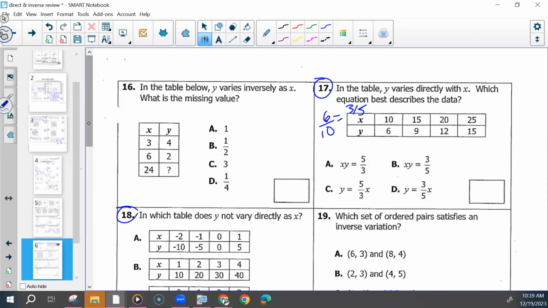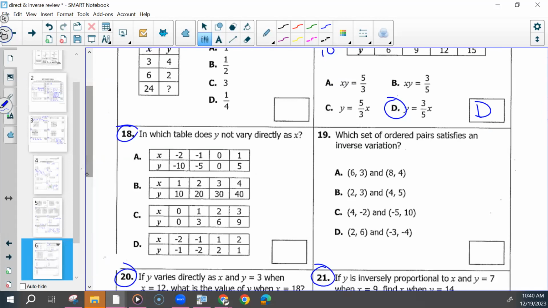So then, is there one that looks like y equals kx? So for direct, it's y equals kx, k equals y over x. Nothing about x over y.